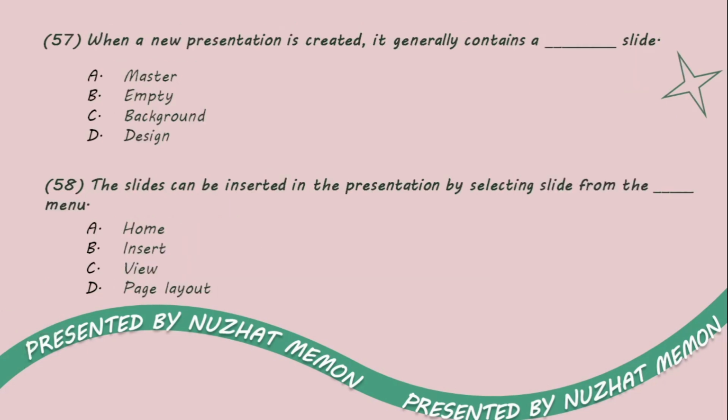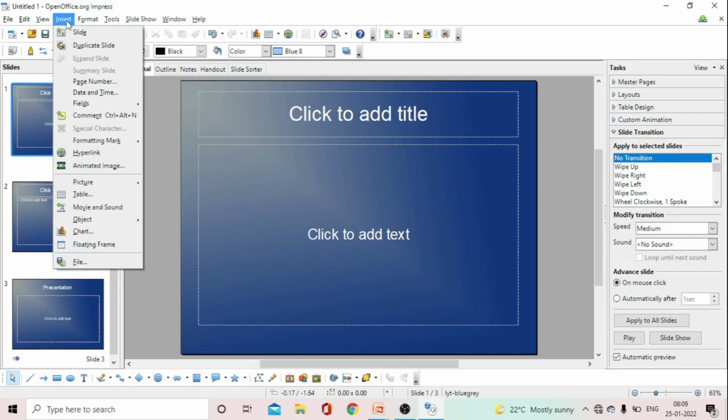57. A new presentation is created. It generally contains a dash slide. So it generally contains a background slide. 58. The slides can be inserted in a presentation by selecting slide from the dash menu. So you can select the slide from the insert menu. So here there is insert menu and you can add slide from here.